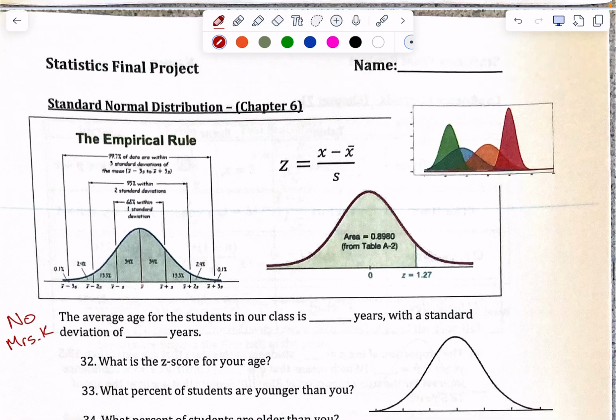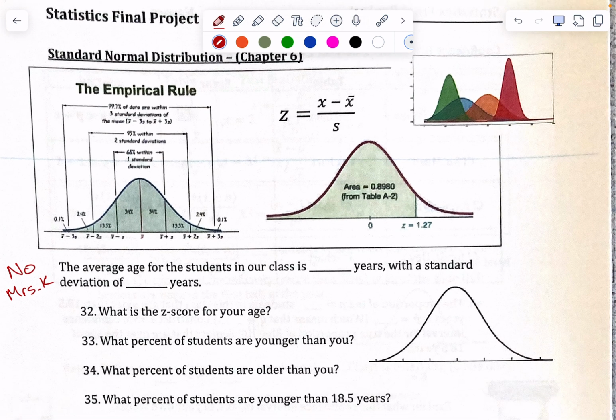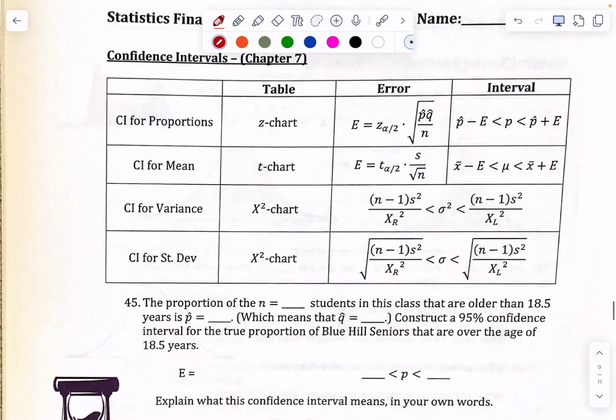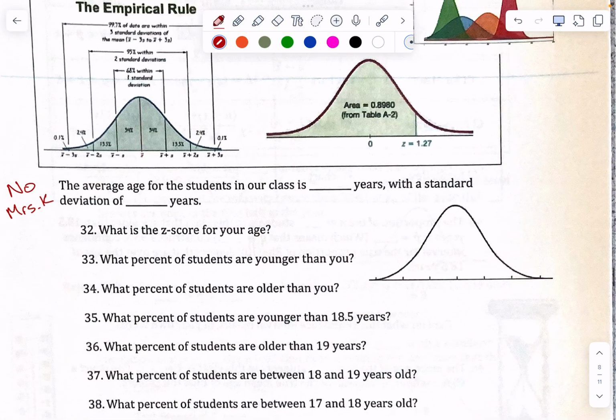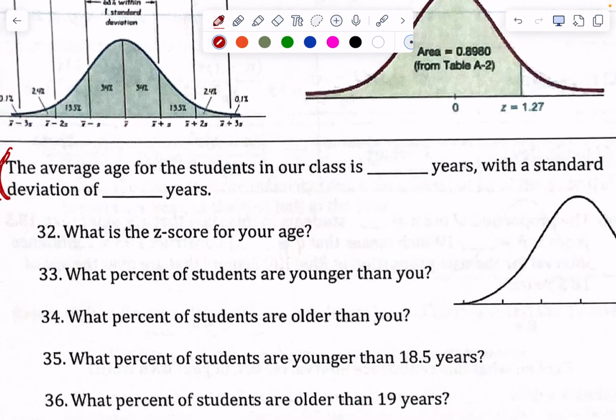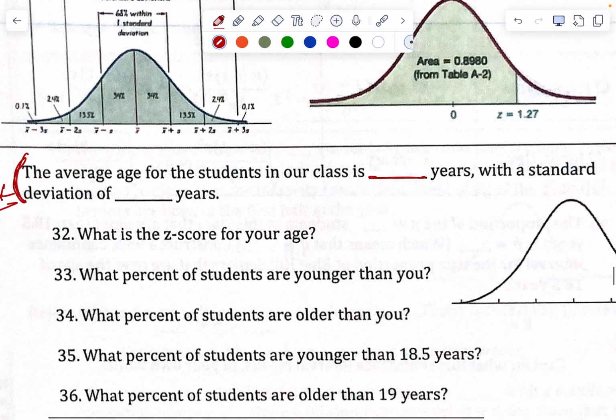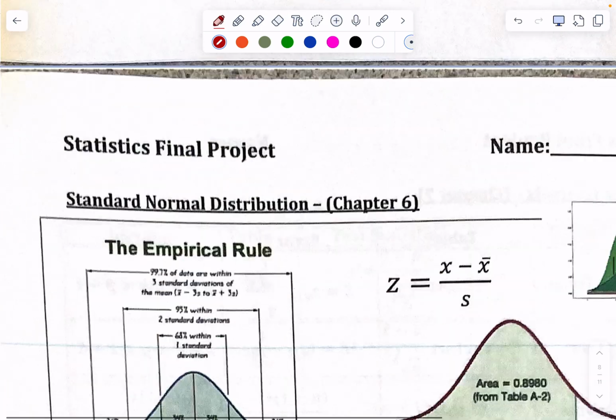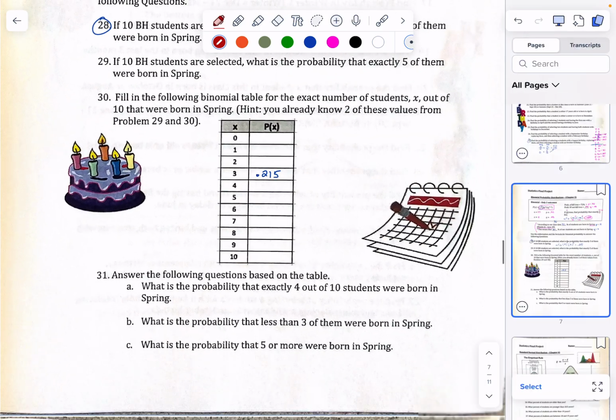Alrighty, folks. Day 4. We are on chapter 6, and then chapter 7, which is confidence intervals. We've got this little bit right here, and we're going to talk about z-scores and all the things. For this data, let's just do the 14 students that you are, and do the average age of you guys. So the average age for students in your class is how many years, with the standard deviation of how many years? So I need somebody to go through.